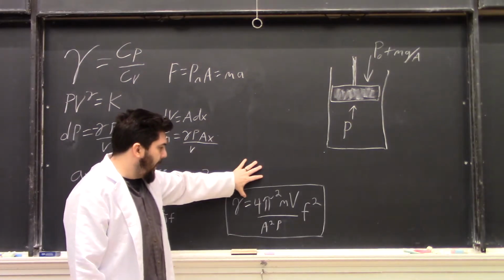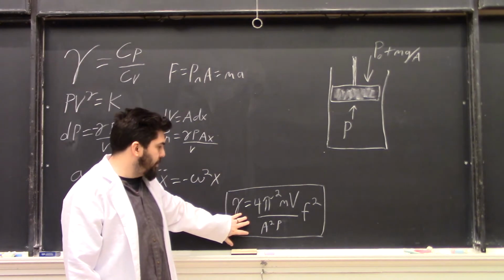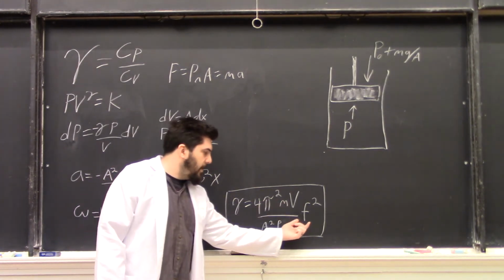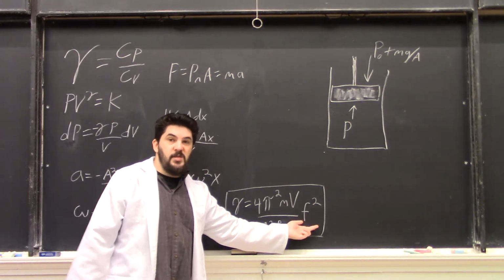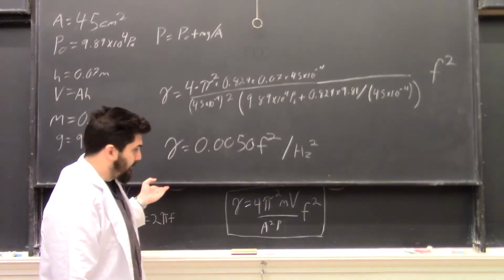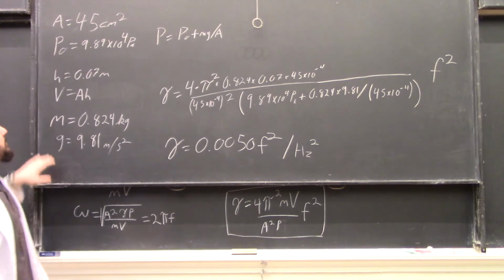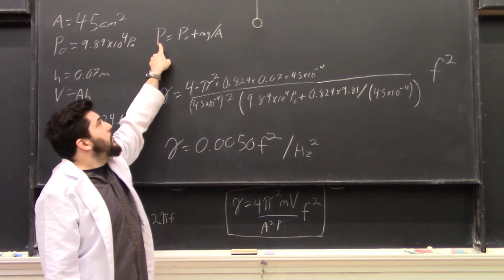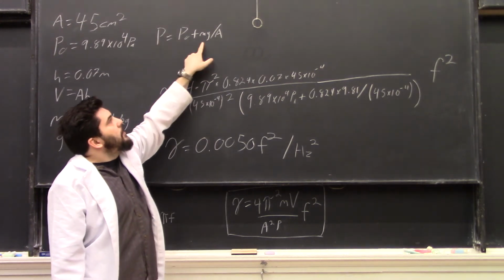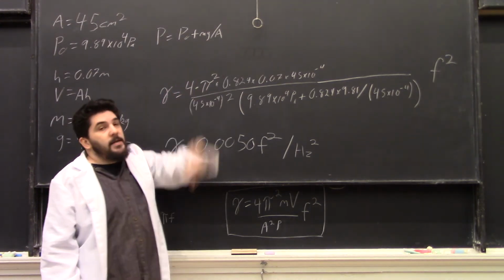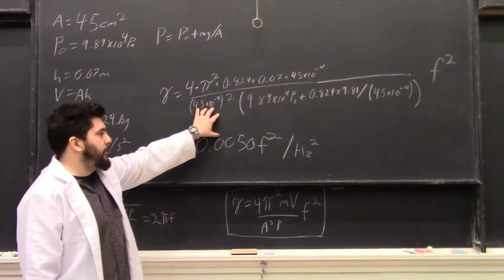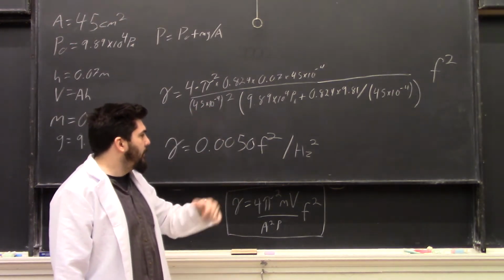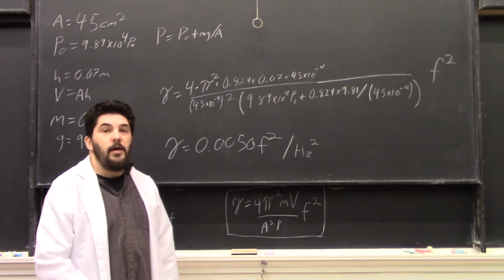Once we solve for gamma, we get this expression. And we can measure all of these before we even do the experiment. And then gamma is just a function of the frequency squared. So we plug in these values. Note that the equilibrium pressure that we're measuring around is the atmospheric pressure plus the weight of the piston divided by its area. And plugging that all into our equation, we get gamma is 0.005 f squared, and that's in hertz.